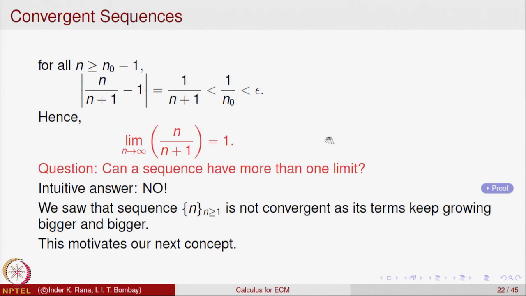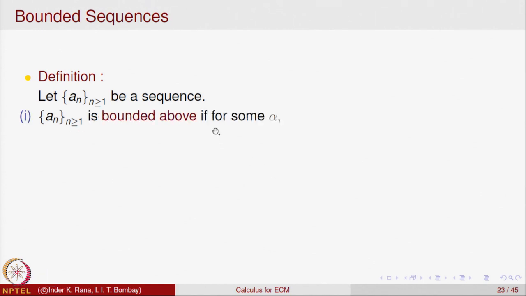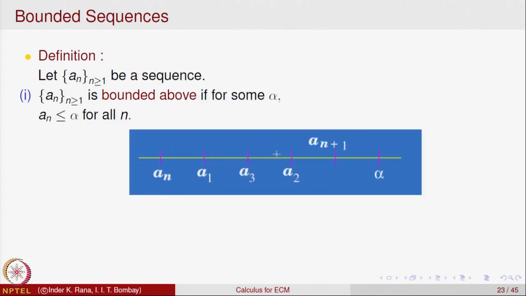And we also saw that the sequence n is not convergent because it keeps on increasing. So, this motivates our next definition, namely we say a sequence a n is bounded above if there is a number alpha such that all the terms are less than or equal to alpha. That means the terms of the sequence cannot go on the right side of alpha, there is a barrier. So, then we say it is bounded above.